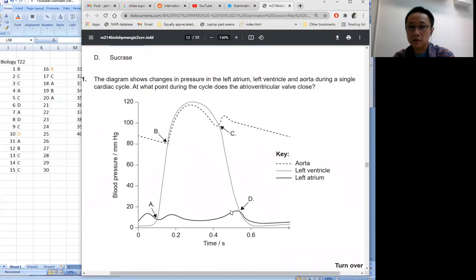21, cardiac cycle. They're asking, at what point during the cycle does the atrioventricular valve close? The AV valve closes because the ventricular pressure builds up, because it's time for the ventricles to contract. When the ventricles contract, it will first push the AV valve closed and then push open the semilunar valves. When the ventricles naturally contract such that their pressure exceeds the atrial pressure, that's when the AV valves close. So A should be the answer.